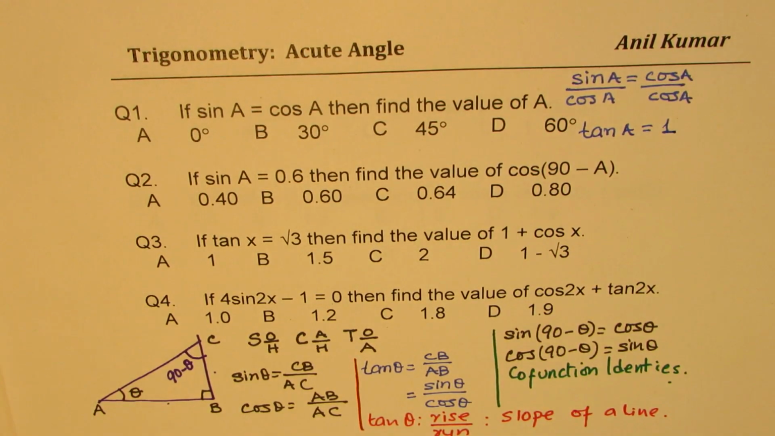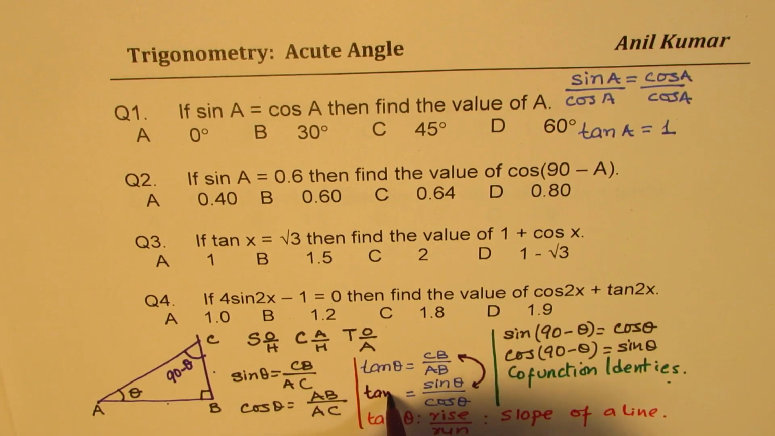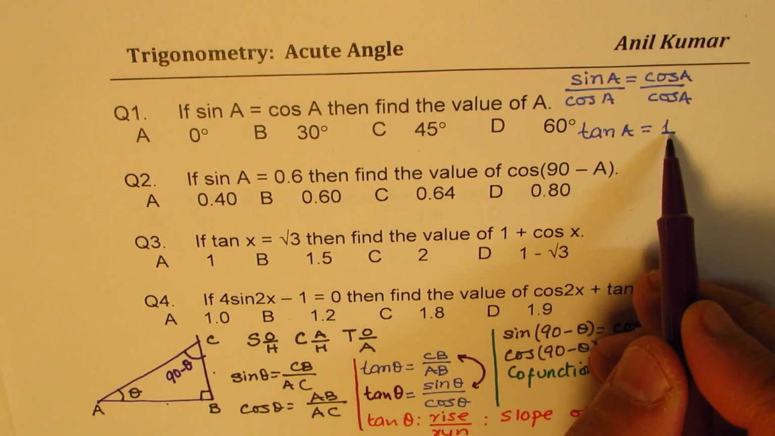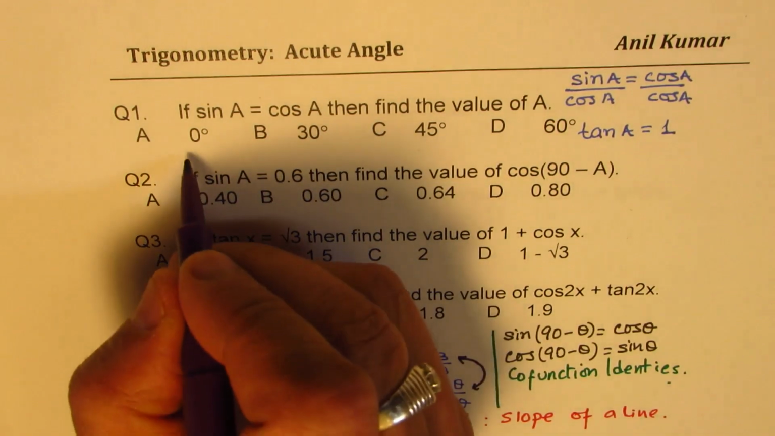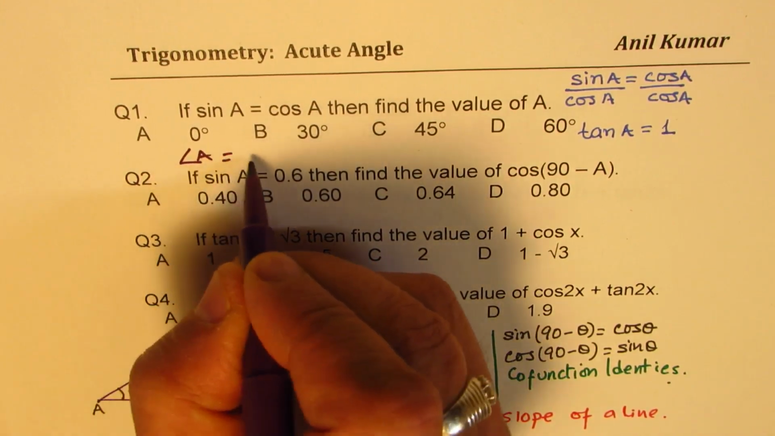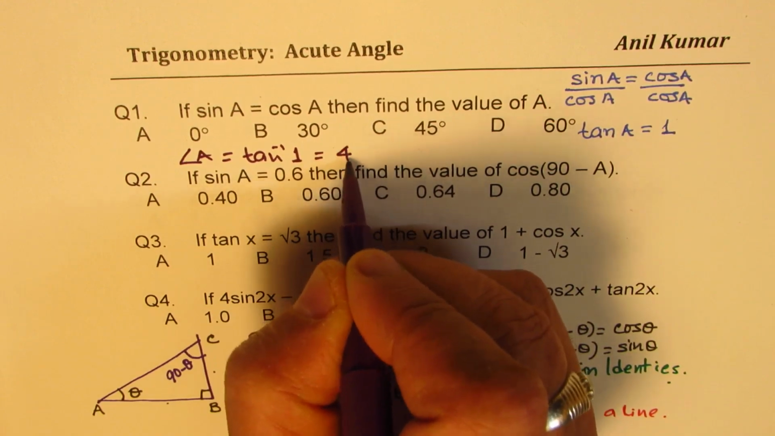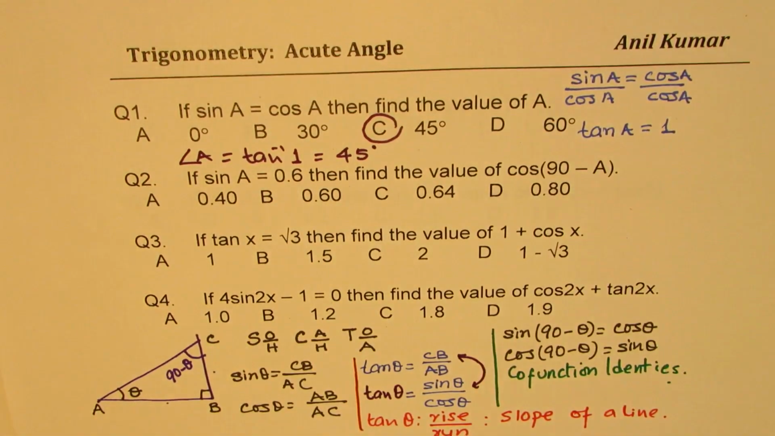So that is where what I shared with you earlier. Do you see this part? So tan theta is ratio of sine theta and cos theta. So that helps. Perfect. Now, when tan A equals to 1, you can use your calculator and find inverse angle. So we can say that angle A is equal to tan inverse of 1, and you will get 45 degrees as your answer. So option C is the right option, correct?